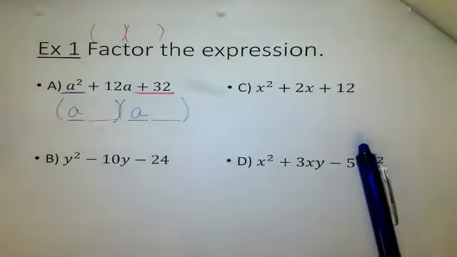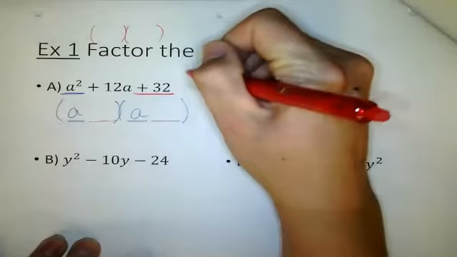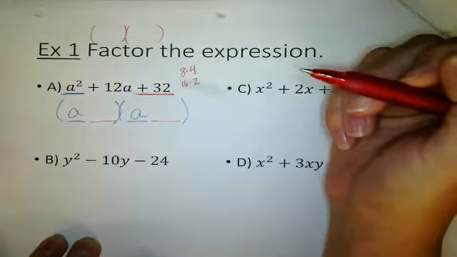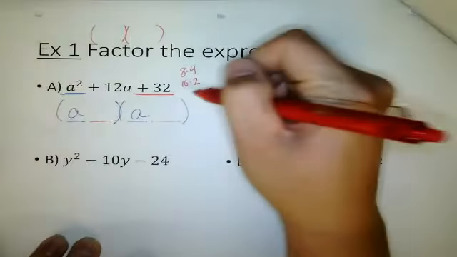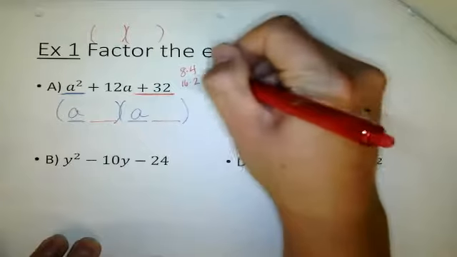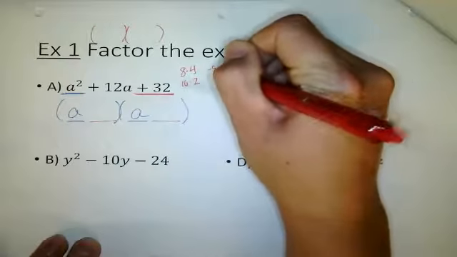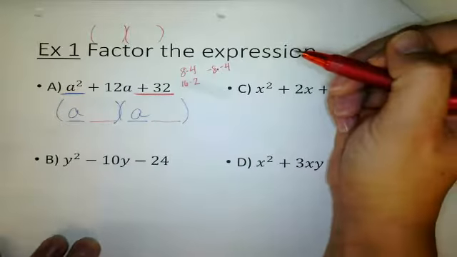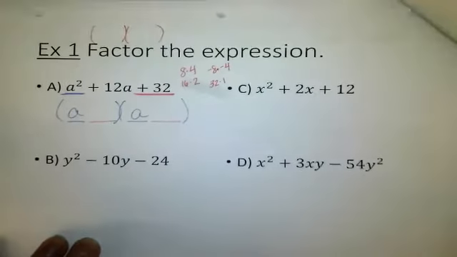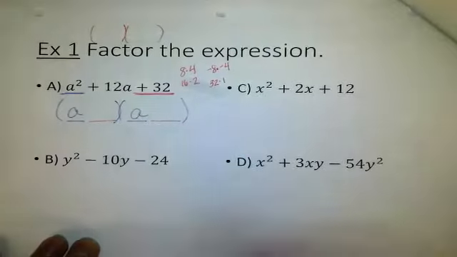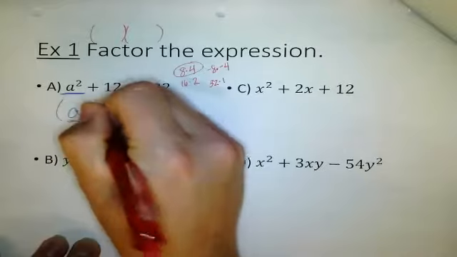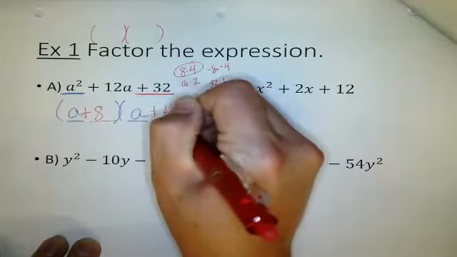What times what is positive 32? 8 times 4, 16 times 2. There's lots of possibilities though, right? What about negative 8 times negative 4? Is that an option? Yeah. There's lots of options, right? You got 32 times 1, right? Okay. So which one do we want to use? 8 times 4. Okay, so a positive 8 and a positive 4.